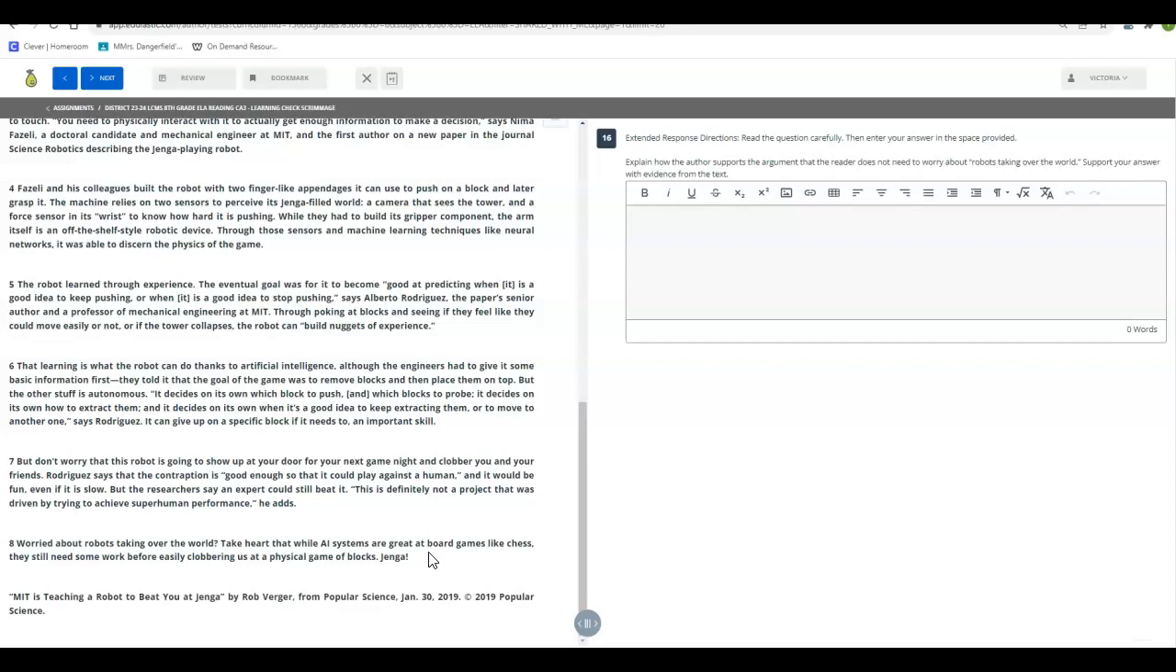But don't worry that the robot is going to show up at your door for your next game night and clobber you and your friends. Rodriguez says that the contraption is good enough so that it could play against a human, and it would be fun even if it is slow. But the research says an expert could still beat it. This is definitely not a project that was driven by trying to achieve superhuman performance, he adds.